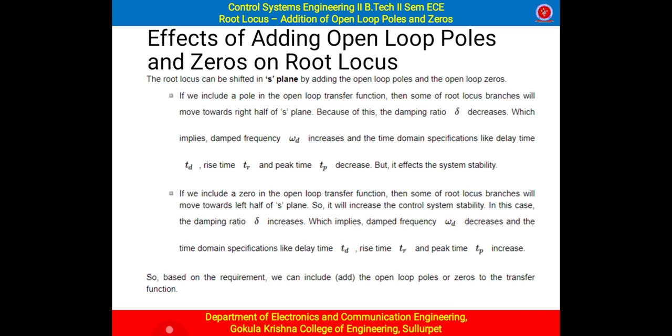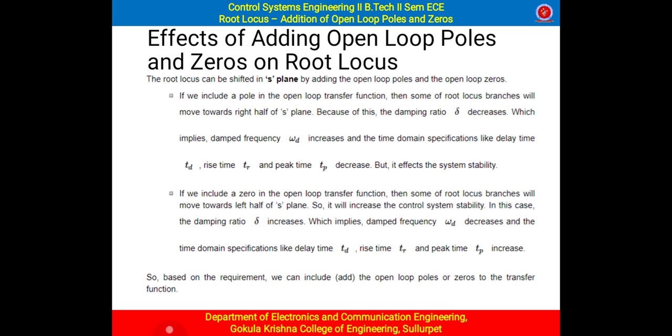Because we are adding a pole, one branch will be added, and that branch starts from that pole and goes towards infinity in general. If there is a branch coming from infinity, that particular branch will now come from this particular pole. So when a pole is added, the root locus branches will move towards the right half.